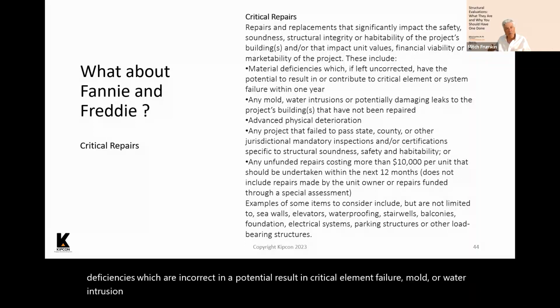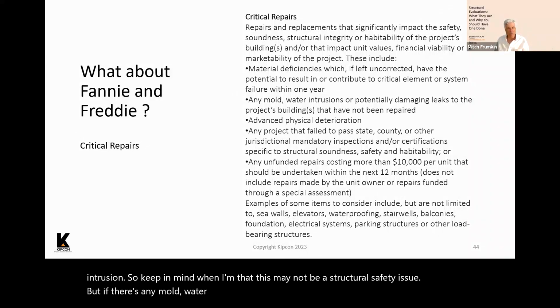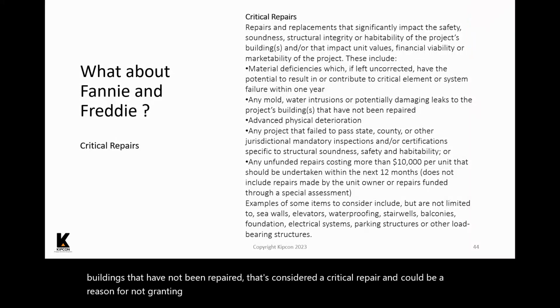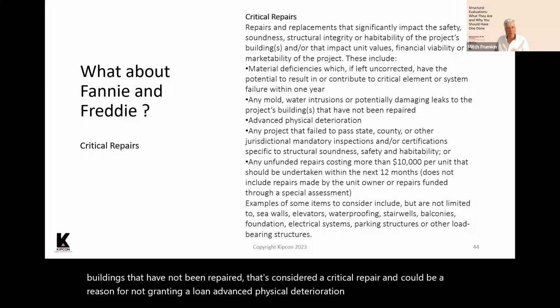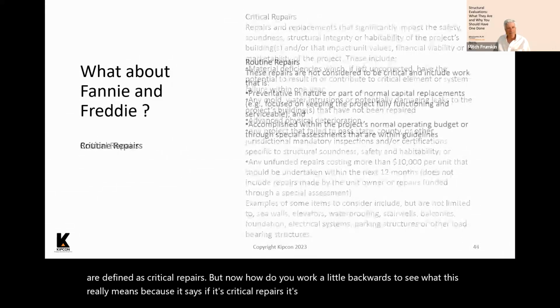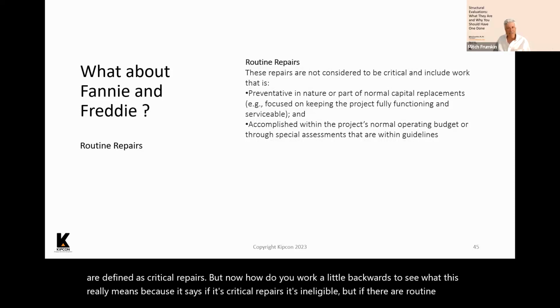So keep in mind that this may not be a structural safety issue, but if there's any mold, water intrusion, or potentially damaging leak to the project's buildings that has not been repaired, that's considered a critical repair and could be a reason for not granting a loan. Also advanced physical deterioration. So these are the things that are defined as critical repairs. But now, how do you work a little backwards to see what this really means? Because it says if it's critical repairs, it's ineligible, but if there are routine repairs, it is eligible.